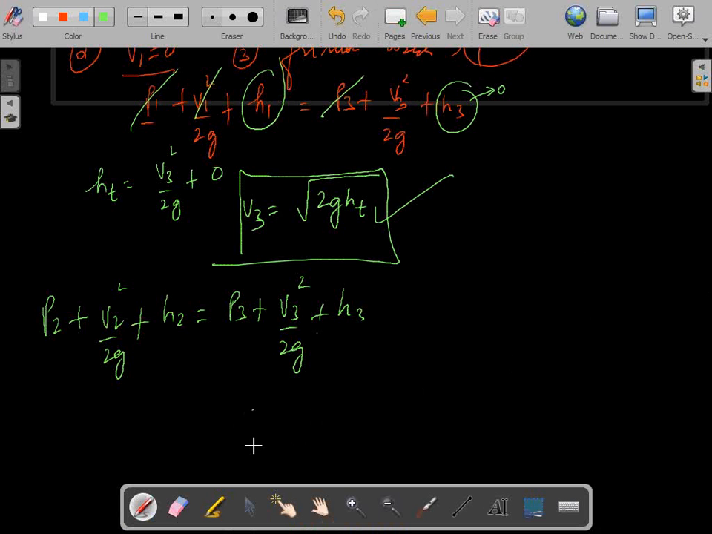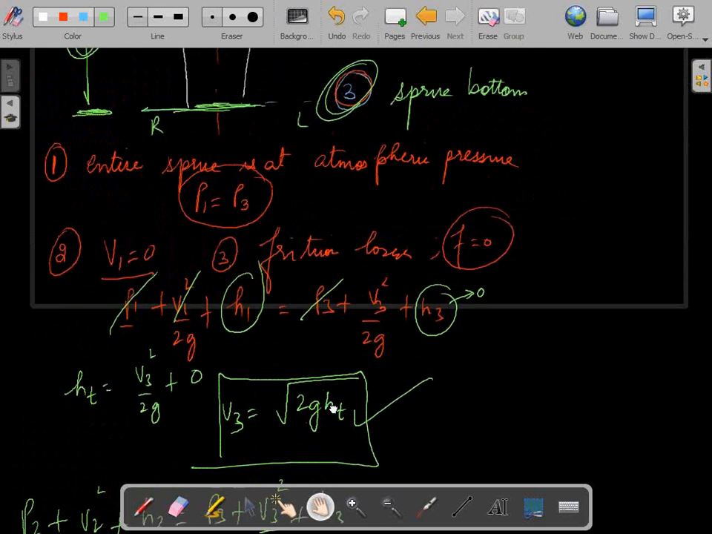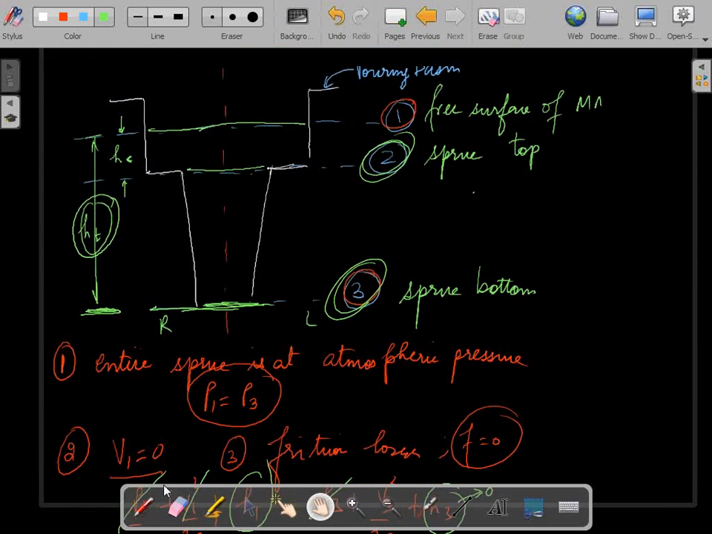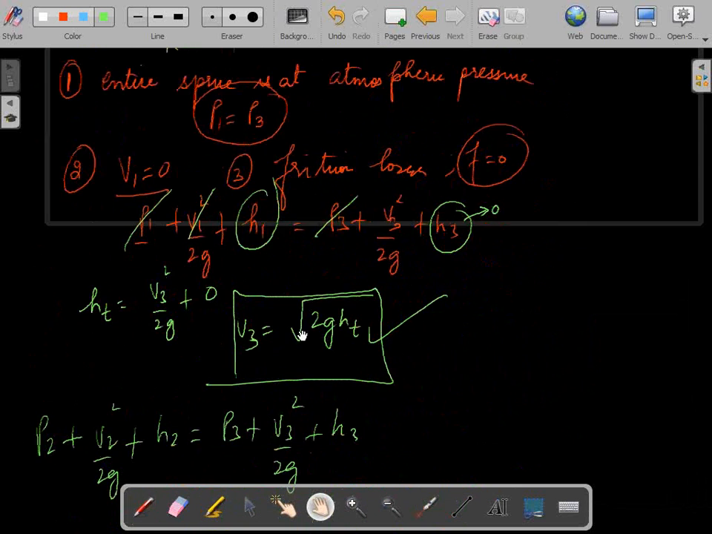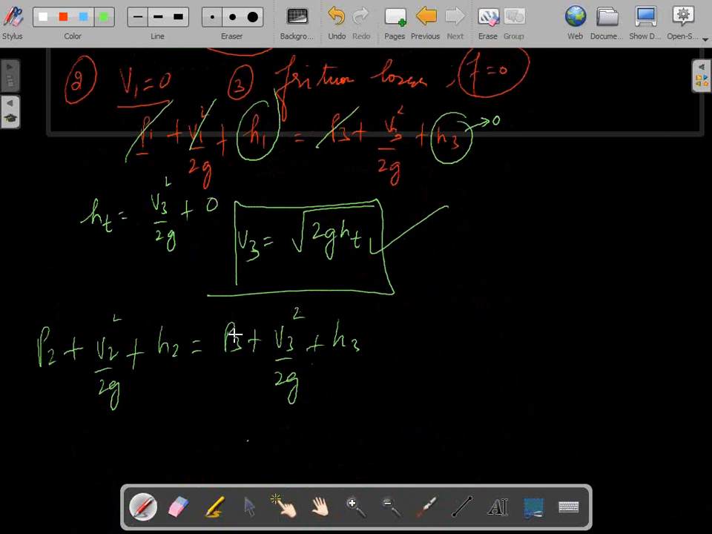In this again we will be assuming, just a minute. Sorry, this is not between section 2 and 3. This will be between section 1 and 2. So we will not take 3 into account. So this would be P1, V1 and H1, and on the other side you'll have P2, V2 and H2.